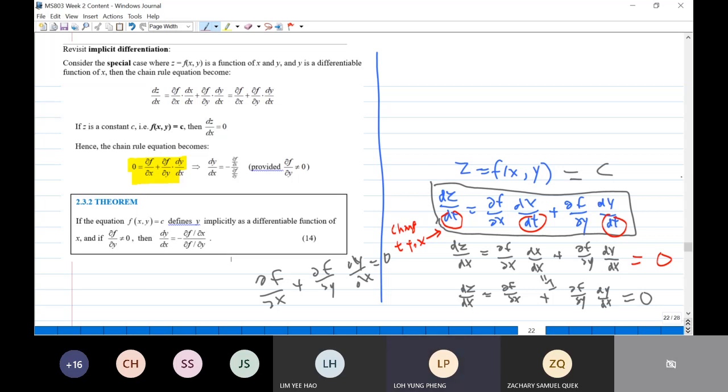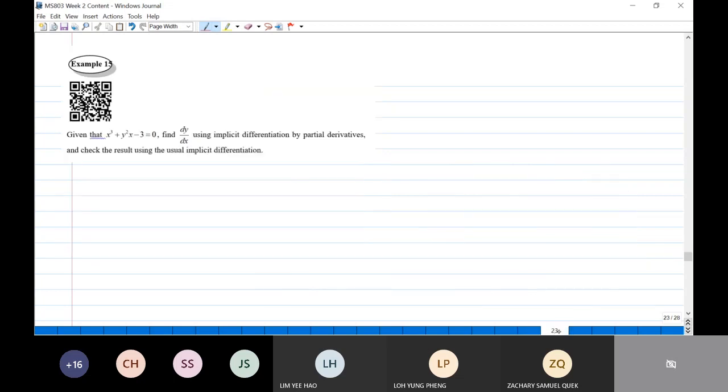Okay, thanks. So the last example, I'm going to talk about this one. Example 15 now. Using this method, I can find dy/dx using partial differentiation. Then you can compare.